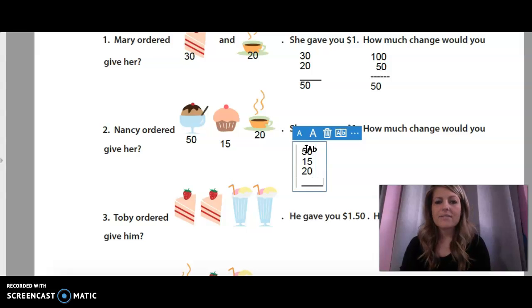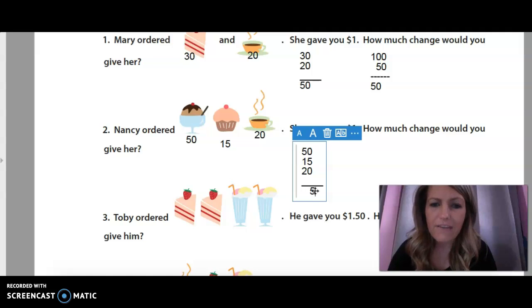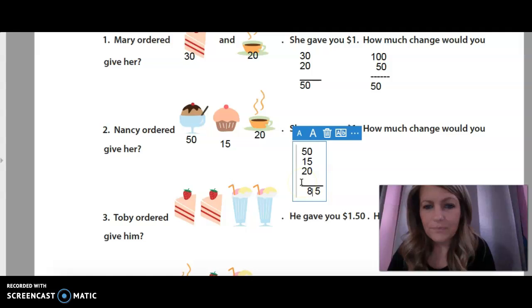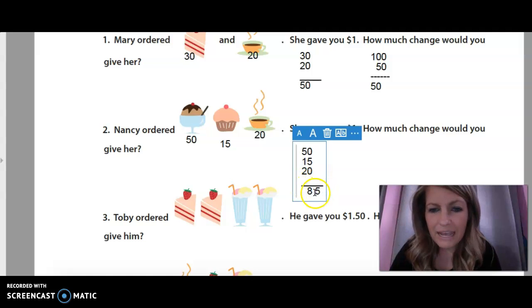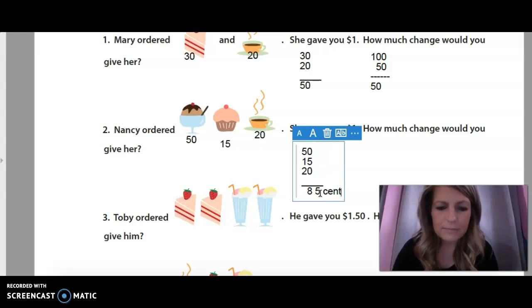If I add those up, start with my ones first. 5 plus 0 is 5. Okay, let's go over to my tens. 5 plus 1 is 6. 6 plus 2 is 8. It looks like she spent 85 cents buying all of her items at the store.